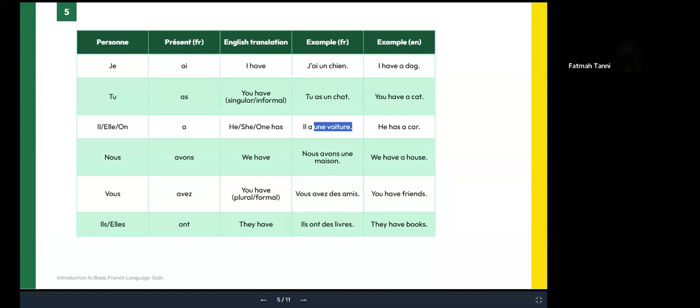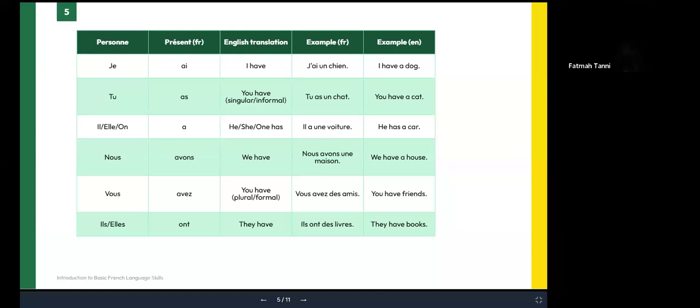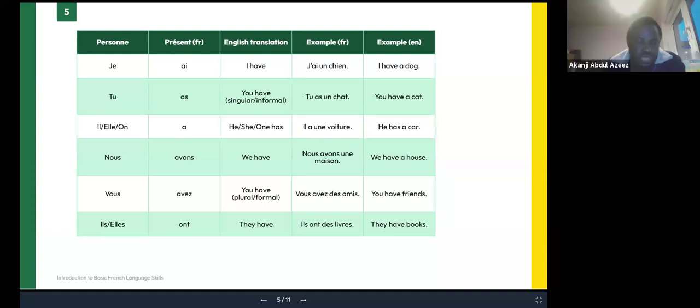Just say she has a car. Just say it in French. Elle a une maison. Okay, thank you very much. Now, the same thing is applicable. See, elle a un chien. Elle a un chat. Understand?